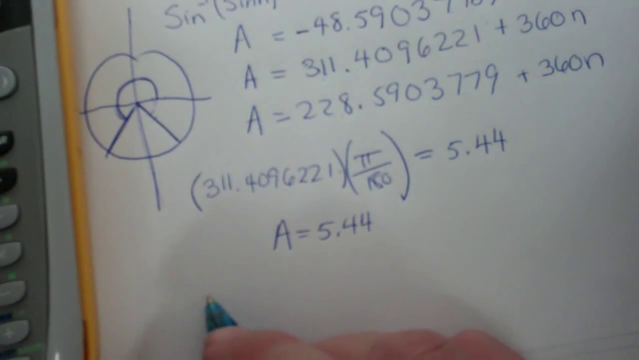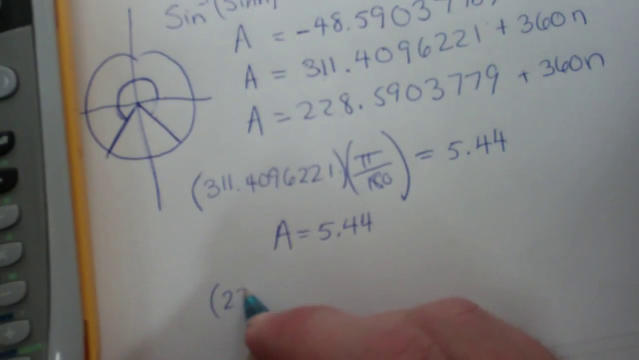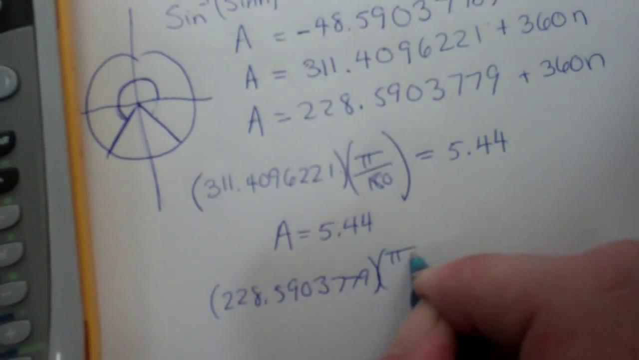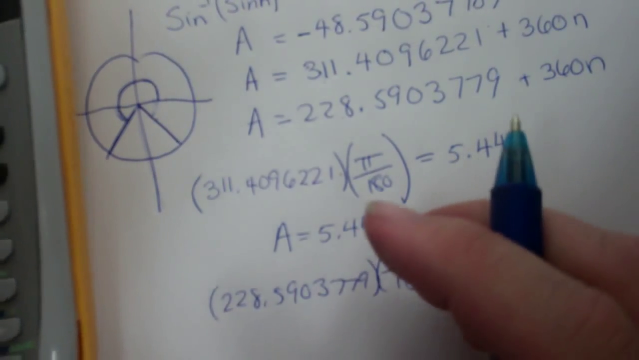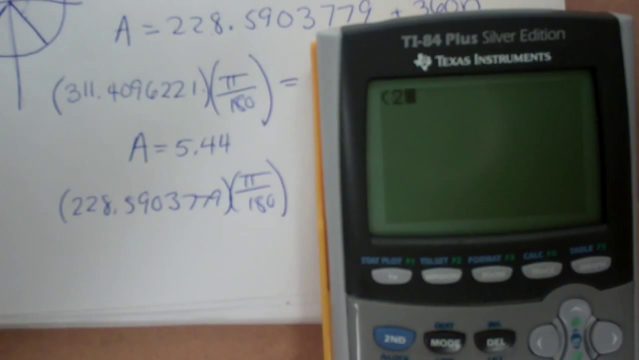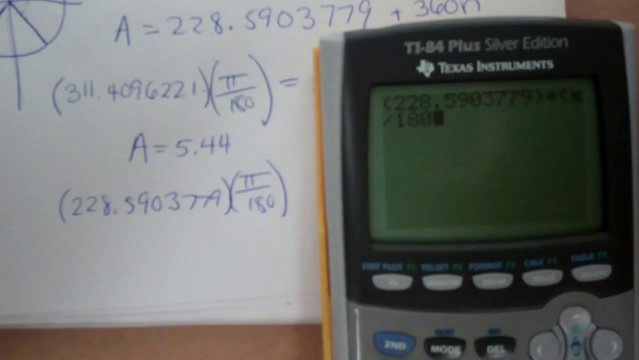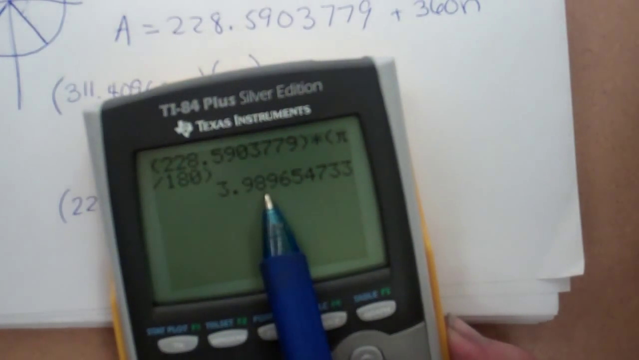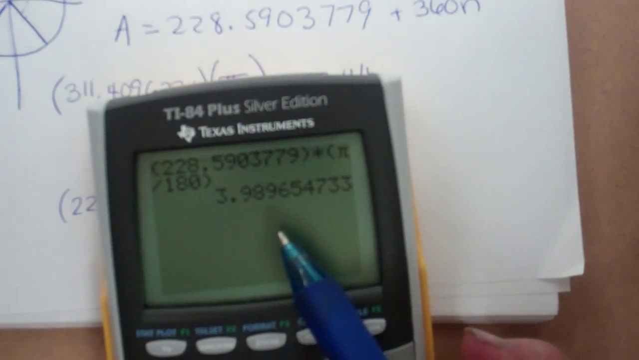It's the exact same process. So this is 228.59037779. Multiply that by pi over 180. See what that gives us on the calculator. So here we have 228.59037779 times pi over 180. That's how you convert from degrees to radians. And this one says that comes out to be 3.989 here.